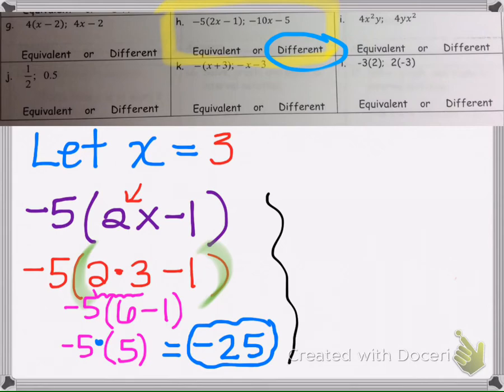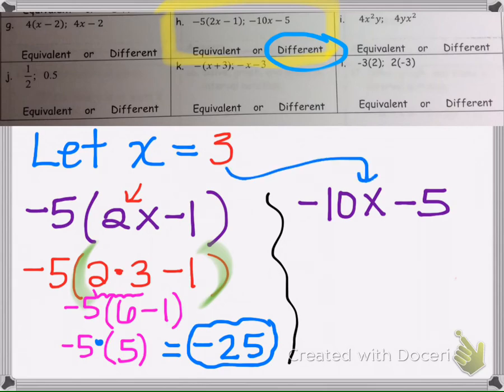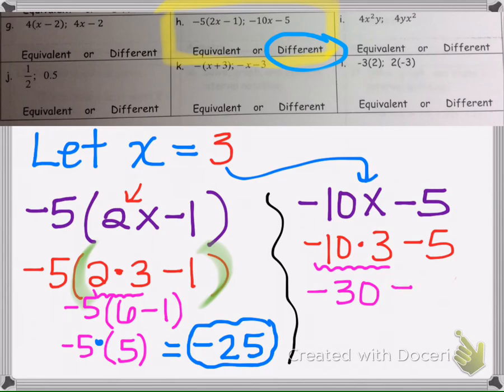Okay, now we're going to take our other expression, which is negative 10x minus 5, and I'm going to use that same x value, which is 3. Using order of operations, we're going to multiply first. So we have a negative 10 times 3, which is negative 30. And then minus 5. Negative 30 minus 5 is negative 35.